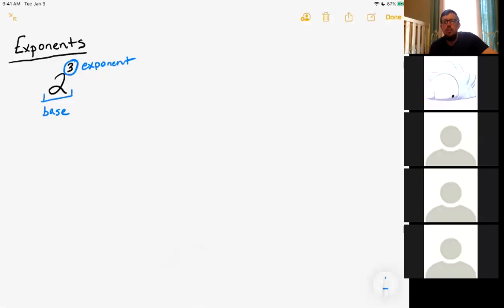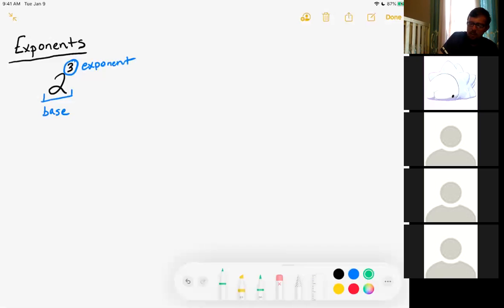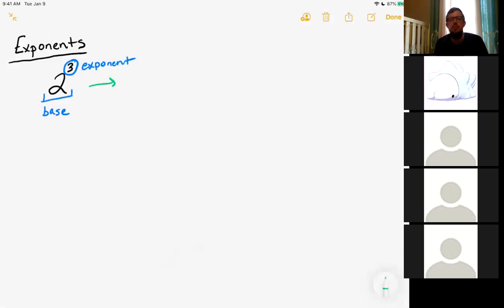And your description of what it is is absolutely right. It is take the base and multiply it by itself however many times the exponent tells you to. So this is 2 times 2 times 2, 3 times because the exponent's 3. The temptation here is to say the answer is 6. Don't do it.